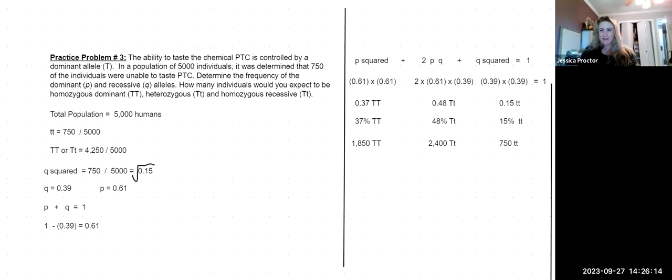All right, guys, I know a lot of repetition today, but in my experience, that's the easiest way to learn Hardy-Weinberg and Punnett squares. It's just lots of repetition, okay?